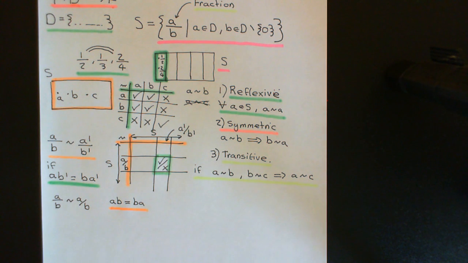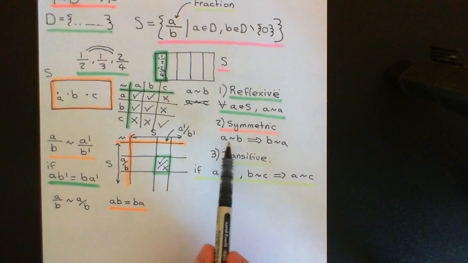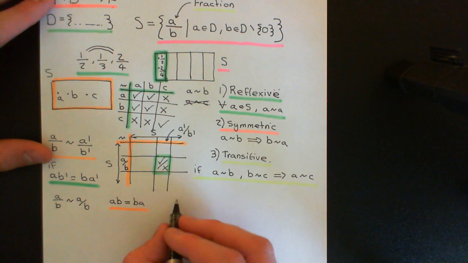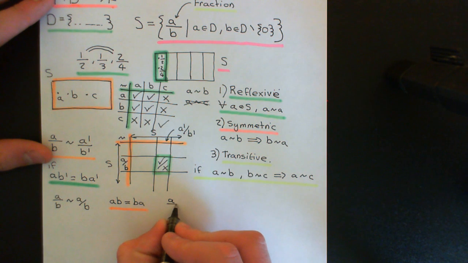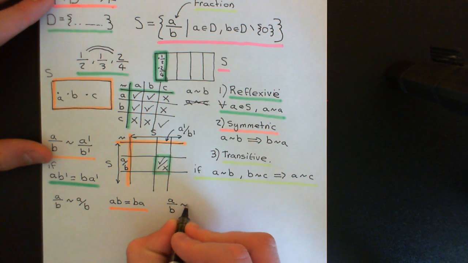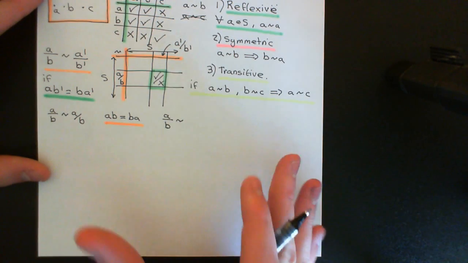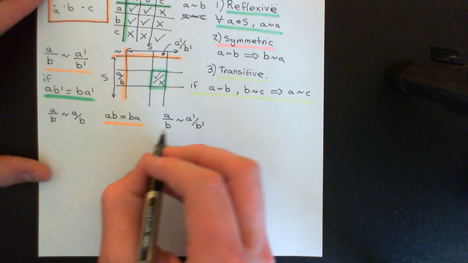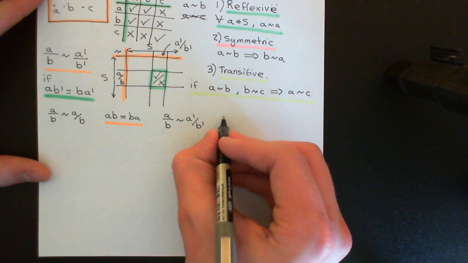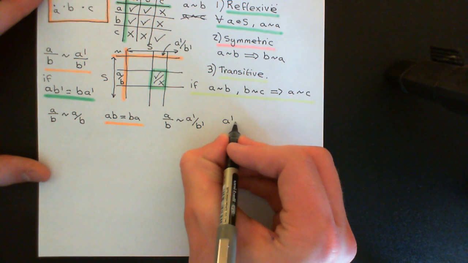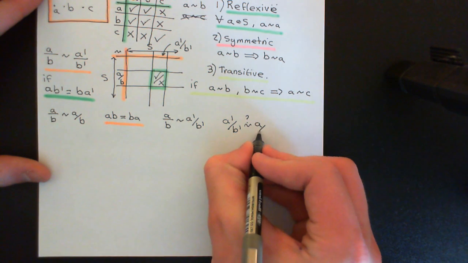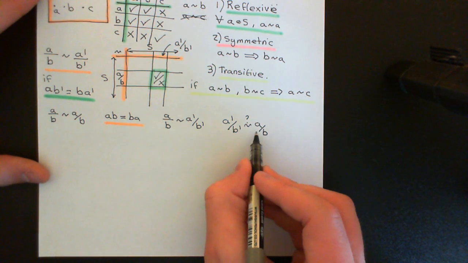Symmetry. Is it going to be the case that if I have a fraction related to another fraction, I can put it the other way around? So this was reflexive. Now what I want to ask is, if a fraction a over b is related to a prime over b prime, so I'm telling you this is true, is it then the case that a prime over b prime is related to a over b? If this is true, is this true?